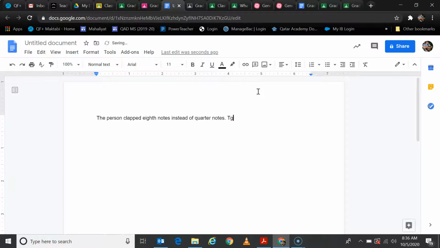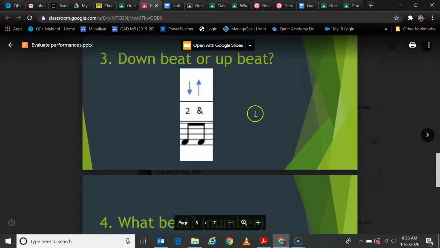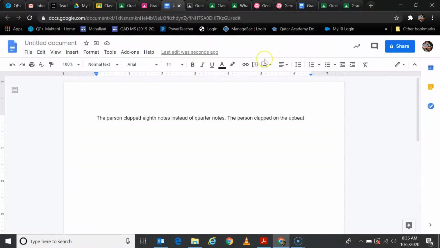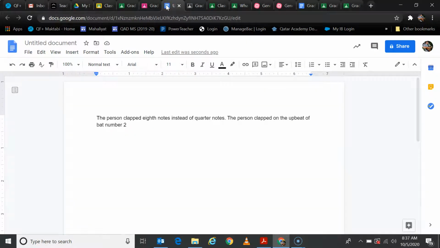The person clapped on the upbeat of which beat? One more time, you have to identify, okay, we said that it was in the upbeat of what beat number? Of beat number 2. In the upbeat of beat number 2, in which bar? In bar number 1. There you go. That was the first mistake.